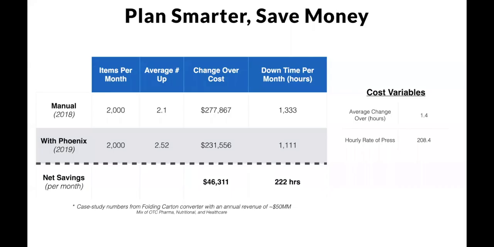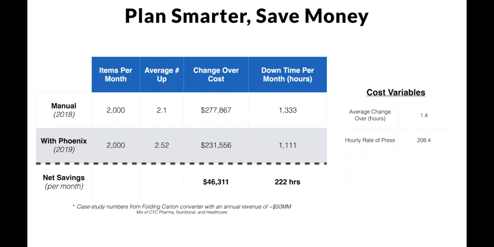So just to wrap up here, if we plan smarter, we're going to save money. What we did was a really interesting case study. In fact, we did two case studies. I'm showing you one here, which is a folding carton converter here in the US that was doing about $50 million in revenue annually. In 2018, we tracked and understood the number of items per month that they were working with. And the average number of those items on a press sheet was about 2.1 prior to implementing Phoenix.